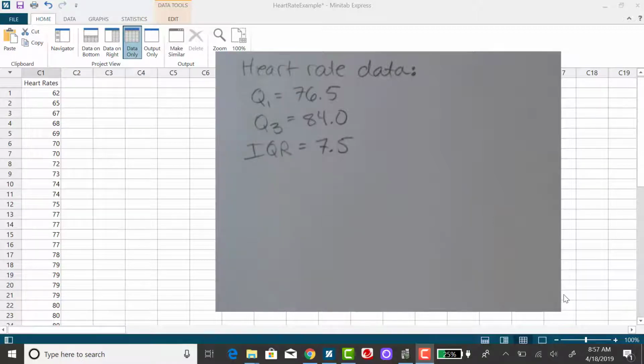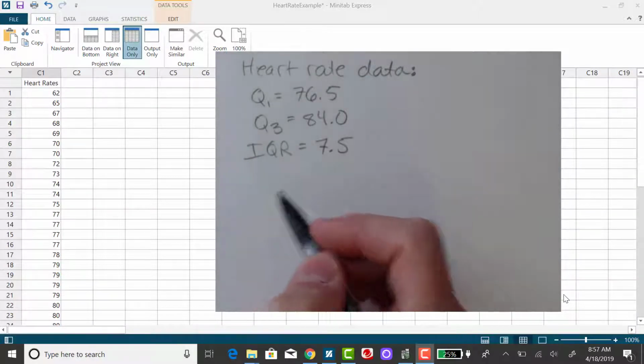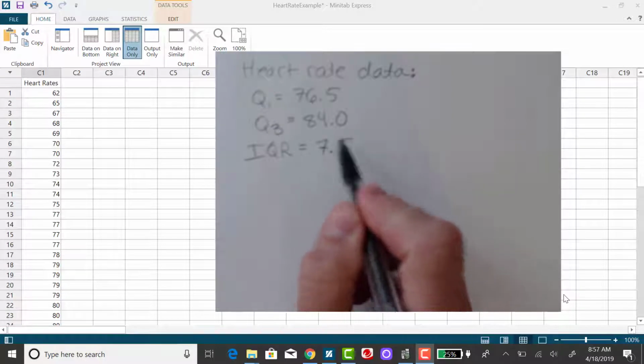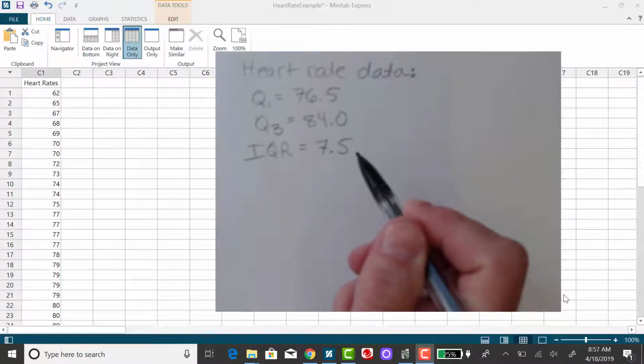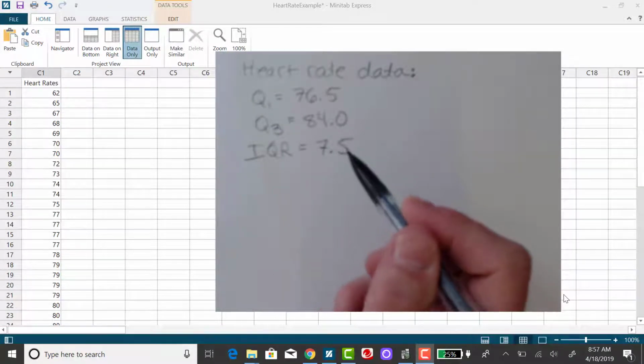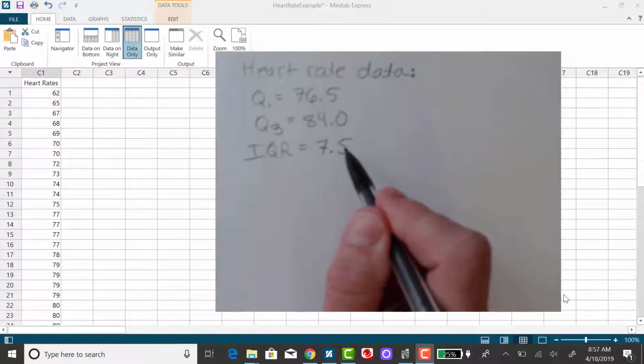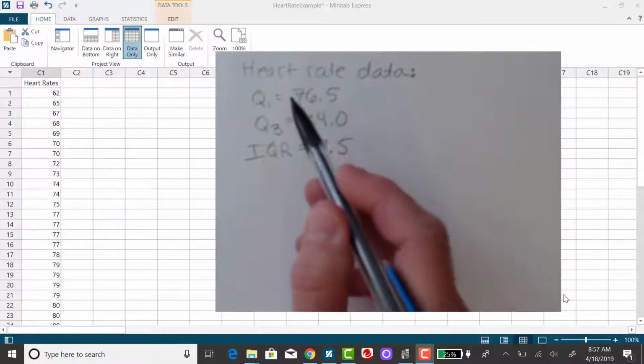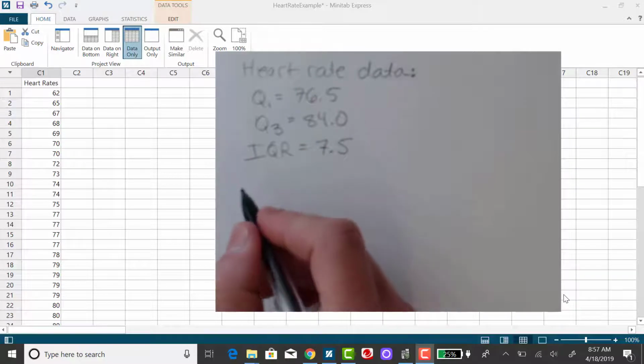I'm going to use the interquartile range to identify any potential outliers for my heart rate data set that I've been working with. So the interquartile range method is where we take the interquartile range and add and subtract 1.5 times that interquartile range from the first quartile and the third quartile.